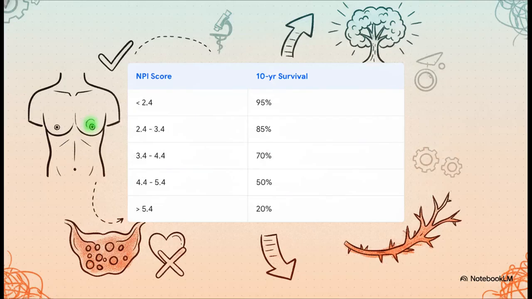Applying that NPI formula gives clinicians a highly accurate prediction of 10-year survival probabilities for patients who are treated with surgery alone. To put that into perspective, if a patient's NPI score is less than 2.4, their 10-year survival rate is an excellent 95%, but as the tumor size, grade, and nodal involvement increase, pushing that NPI score above 5.4, that survival rate drops drastically down to just 20%. This stark mathematical reality is exactly why we need robust, systemic adjuvant therapies.